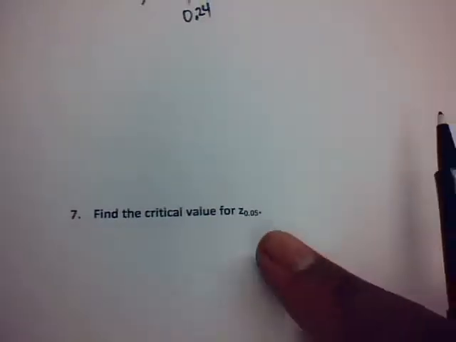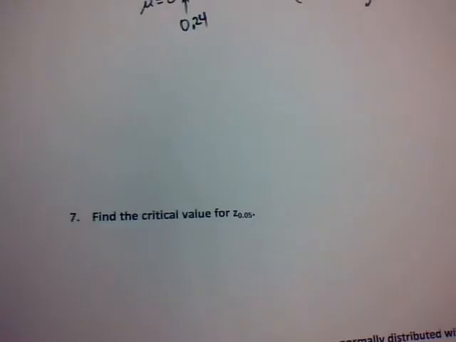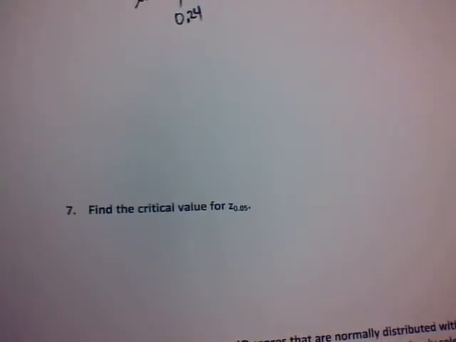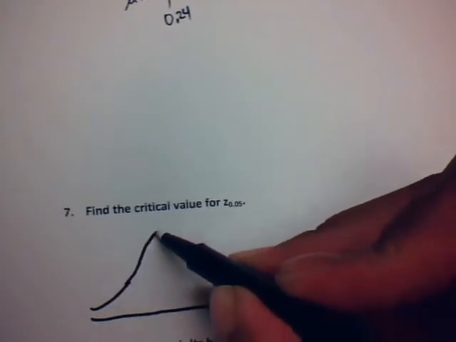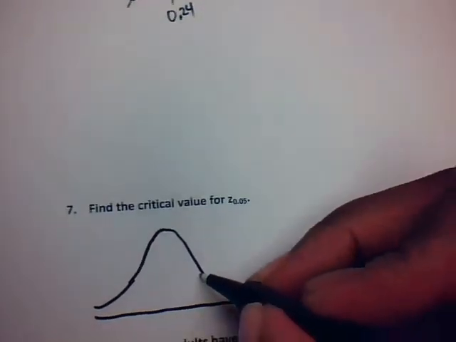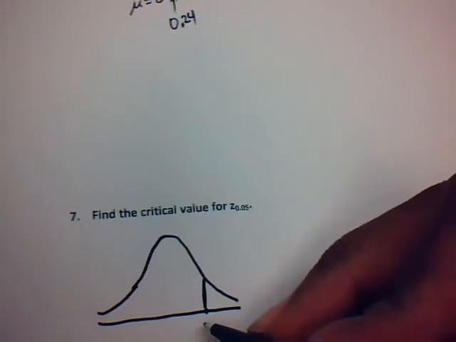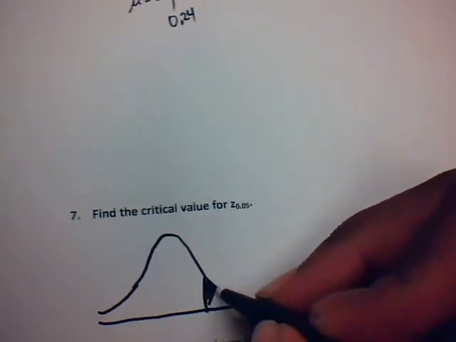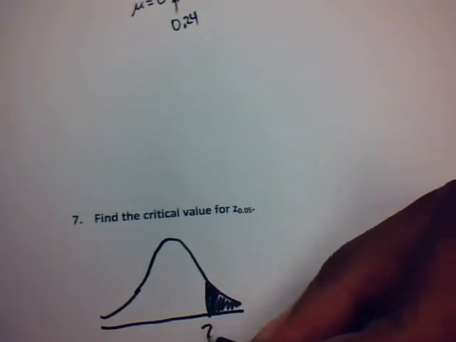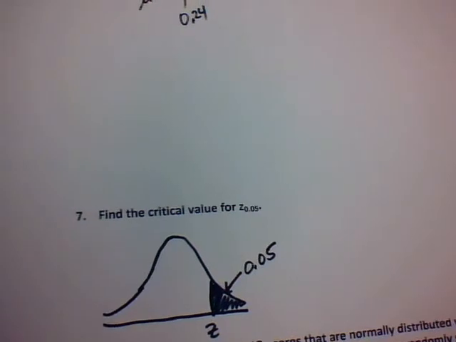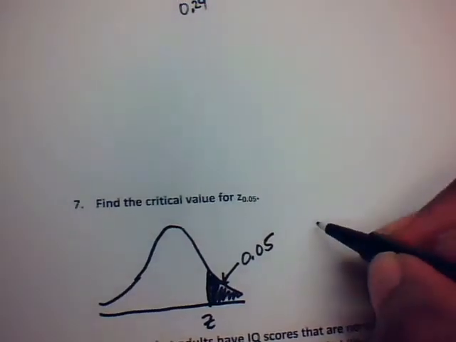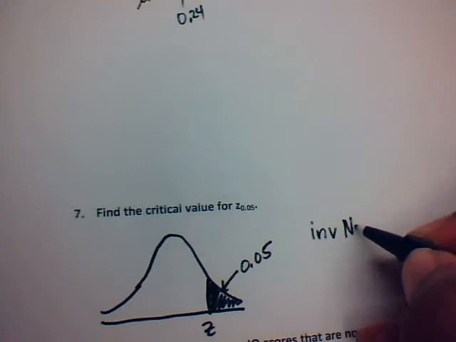All right, question 7. This one we get to use the calculator because it is printed in bold. Find the critical value for z, well, z sub 0.05. Now that subscript of 0.05 represents the area to the right-hand side. So here the critical value is what we're trying to find. And this shaded area is 0.05. Now here we can use the calculator, and the one we're going to have to use is inverse norm.